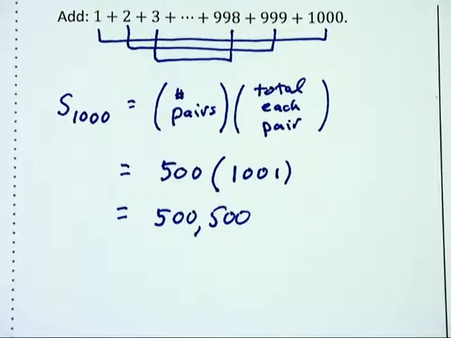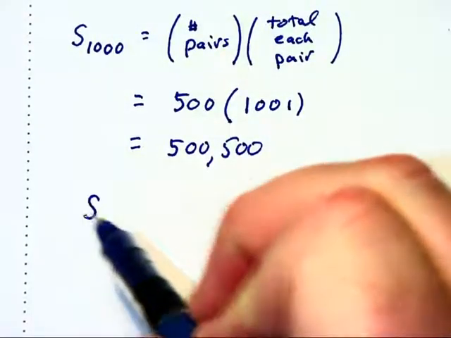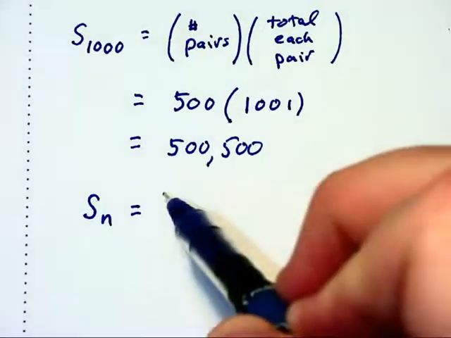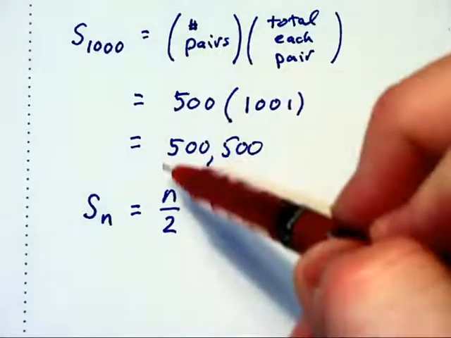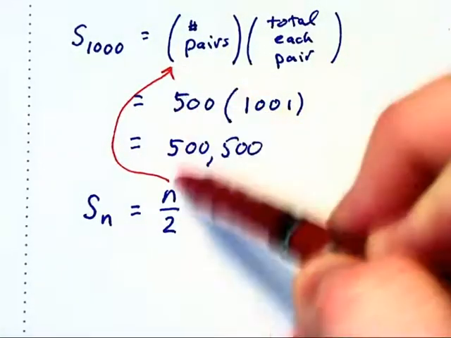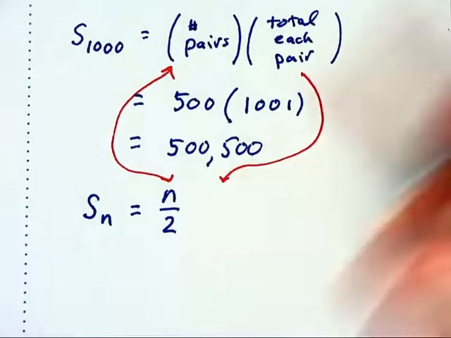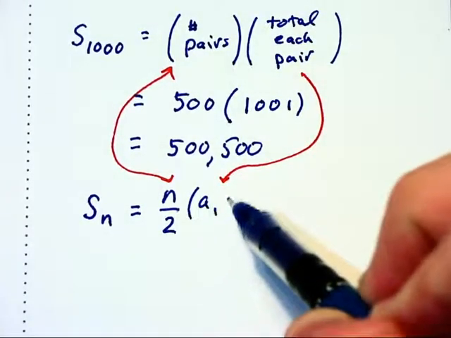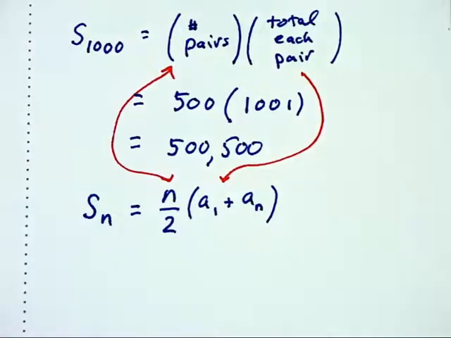Now let's generalize this if we could. We want to be able to have a formula for the sum of the first n terms. If there are n terms, then there are n over 2 pairs, and so that n over 2 relates to the number of pairs that we have up above, and the total for each pair, as we found above, is going to be the first term plus the nth term. So we have another formula here that we wish to add to our list of formulas.